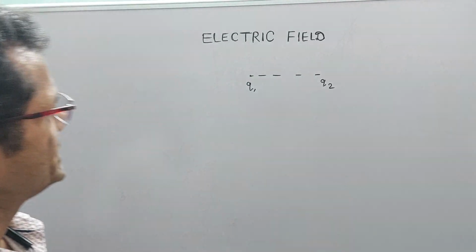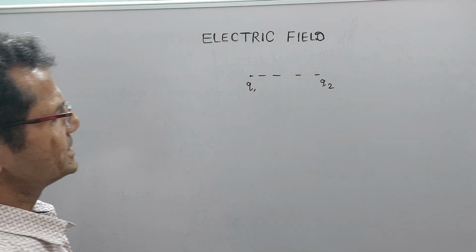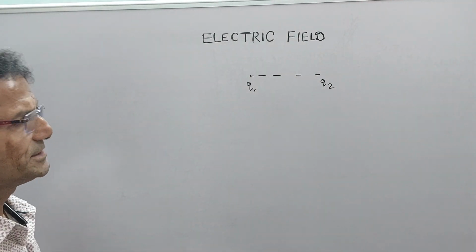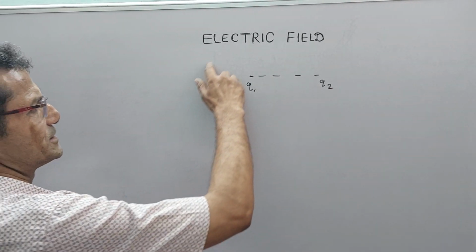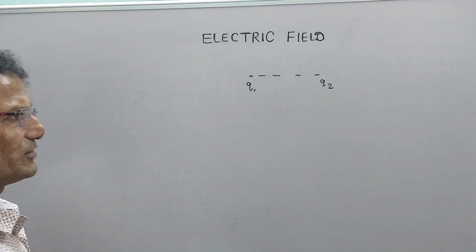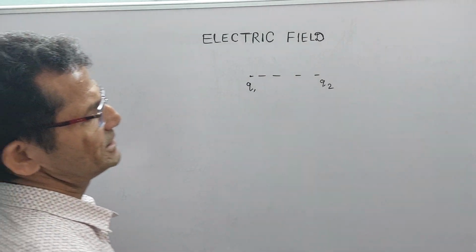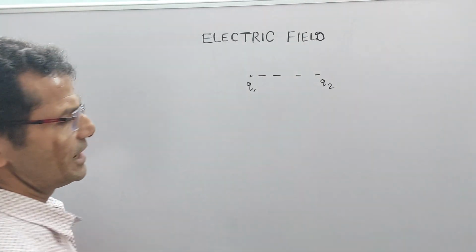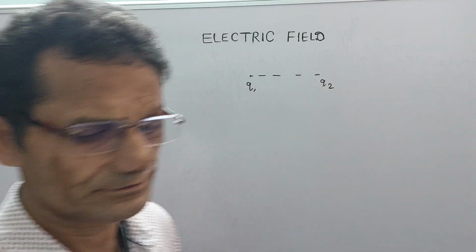So the electric field at a distance r is the property of the charge by which, in the surrounding of that charge, an effective field is created. In this field, if I take another charge, that charge will experience some force.